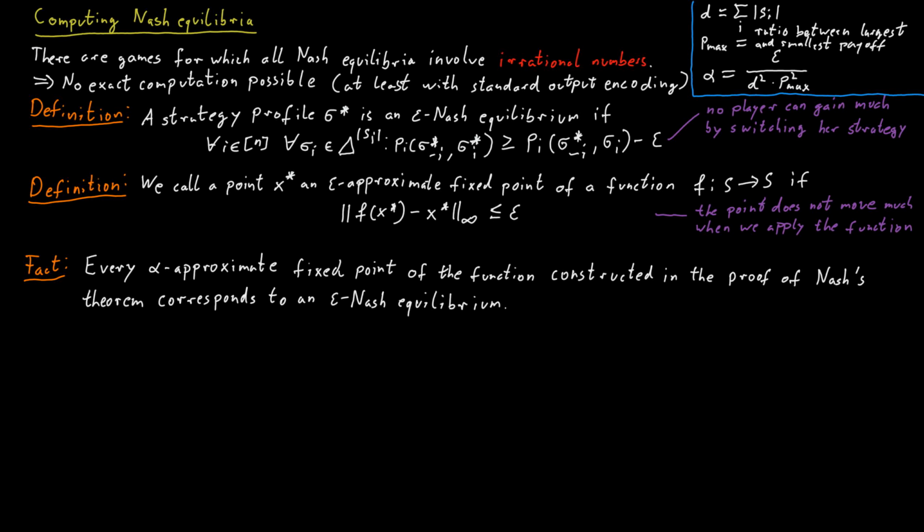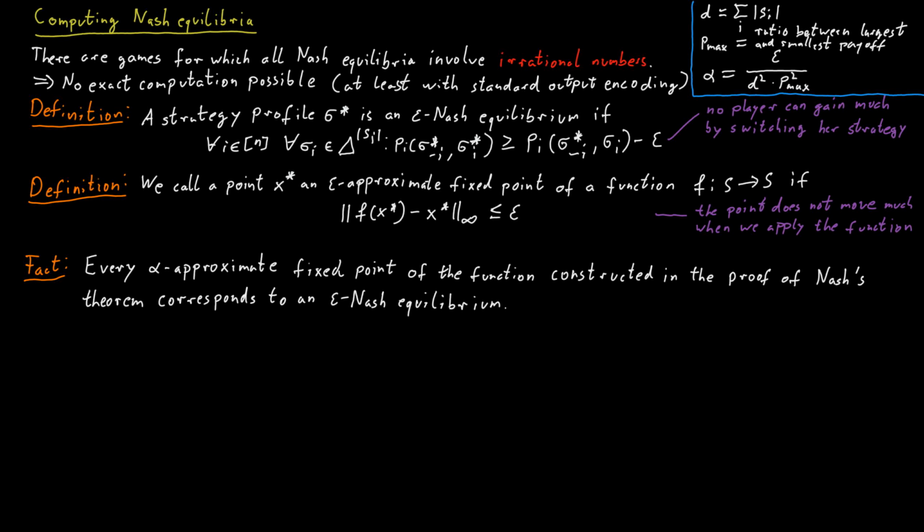Okay, so now this gives us a path to compute an epsilon Nash equilibrium, because we can just construct the function from the proof of Nash's theorem and then find an alpha approximate fixed point in that function. And that will be an epsilon Nash equilibrium. Of course, now the question is, how do you find an alpha approximate fixed point in this function?